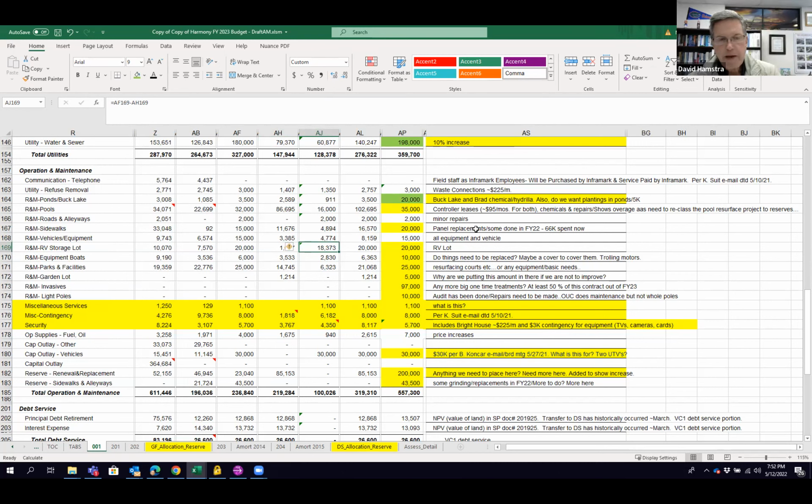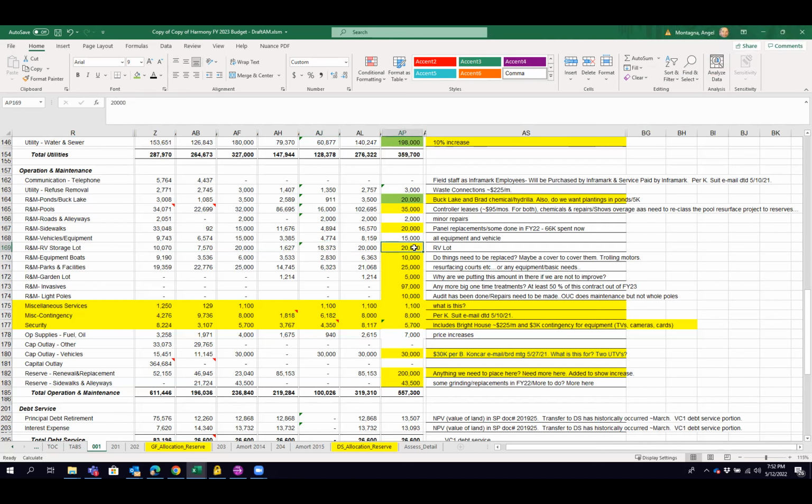I guess, Angel, depending on if the board moves forward with the RV storage lot project, this might go away because it'll be fenced, but it's still an unpaved surface. I'm not sure if they grade it once a year or if they do anything out there besides, all they do is spray for weeds. That's it.